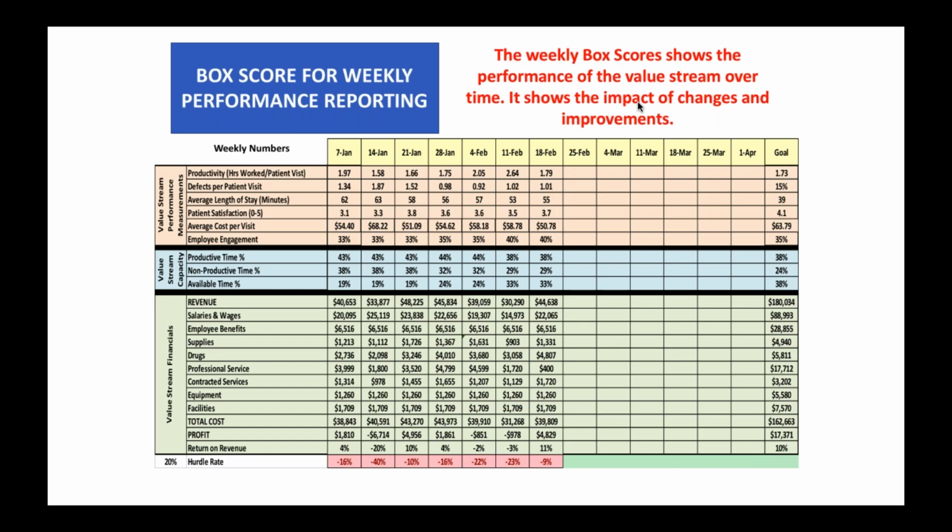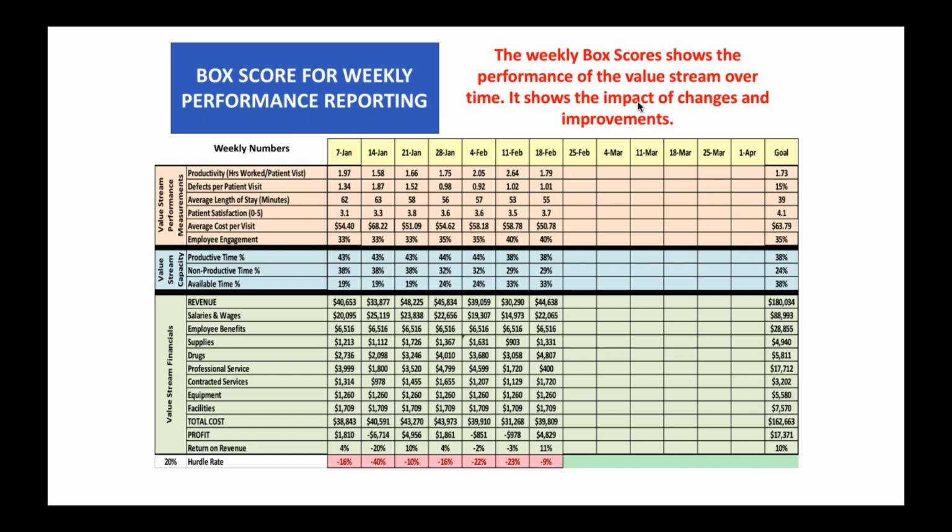What we see here, and by the way, this is a healthcare box score, not a manufacturing box score, is that there's been some improvement in the value stream performance measures. They haven't totally hit their goals, and there's been some inconsistency, but they're trending overall in the right direction. From a capacity standpoint, the available time has increased from 19% up to 33%, which is an indication that continuous improvement activities are successful.